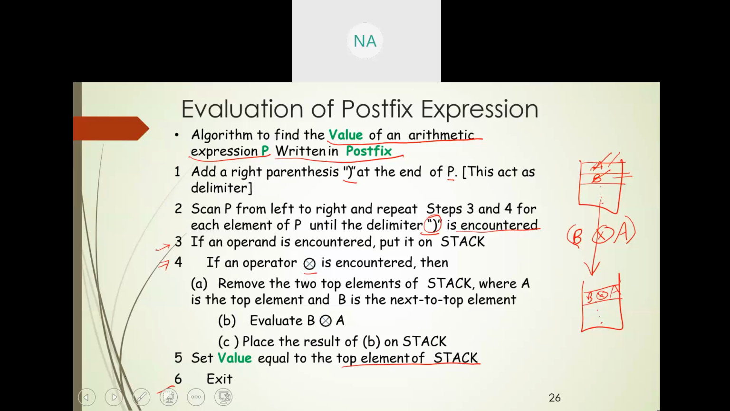In summary, we have added a right parenthesis at the end of P. Then we start scanning the expression P from left to right until the whole expression is scanned. Steps 3 and 4 are to be repeatedly performed. If an operand is encountered, we simply put it on the stack. If an operator is encountered, we remove the top 2 elements and evaluate B operator A, where A is the top element and B is the next to top element, and we put the result of B operator A again on the stack.